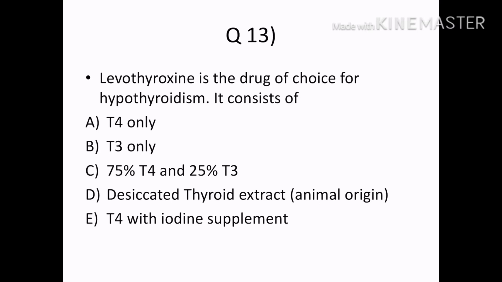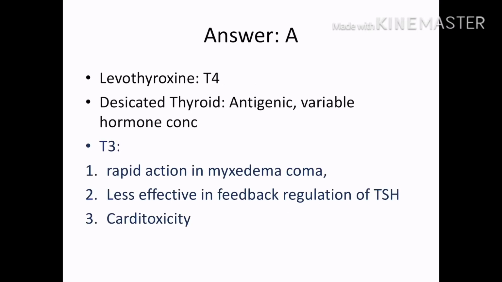The answer is levothyroxine consists only of T4. We never give desiccated thyroid because firstly it is antigenic and secondly it will have a variable amount of hormone concentration. T3 is also not given because it is less effective in feedback regulation of thyroid stimulating hormone from the pituitary gland. It also has a higher propensity of causing cardiotoxicity. However, in certain conditions, we do give T3 as well, such as when we need rapid action in patients suffering from myxedema coma.